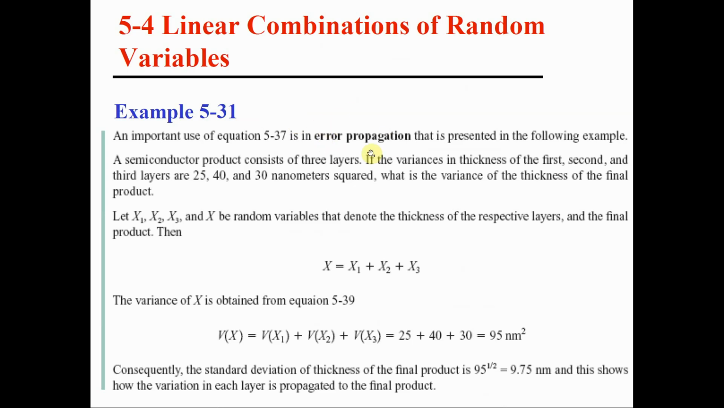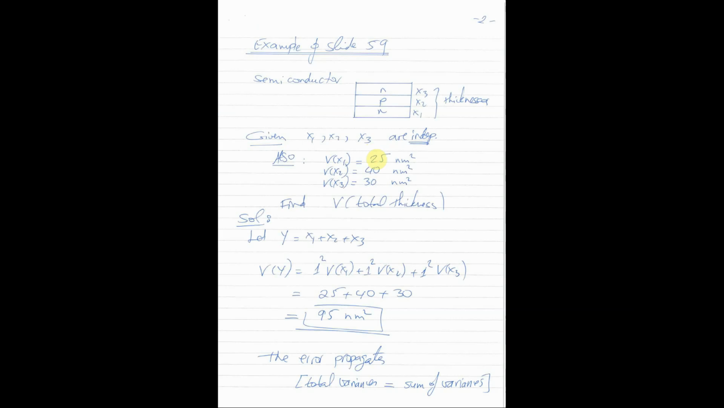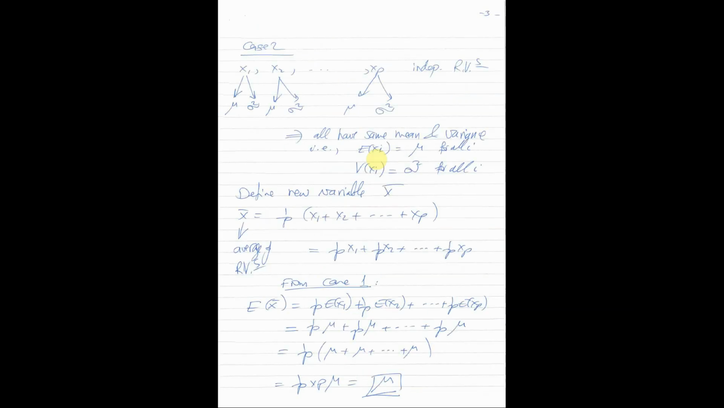That's why we say this example is about the idea of error propagation. But in any case, we solved the problem without having this in mind at all. We just applied the formula for the linear combination. Now we can come to case number 2. So in case number 2, we have the following.